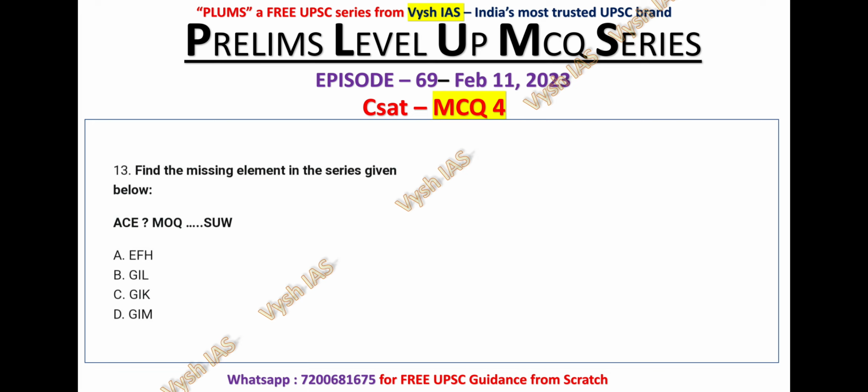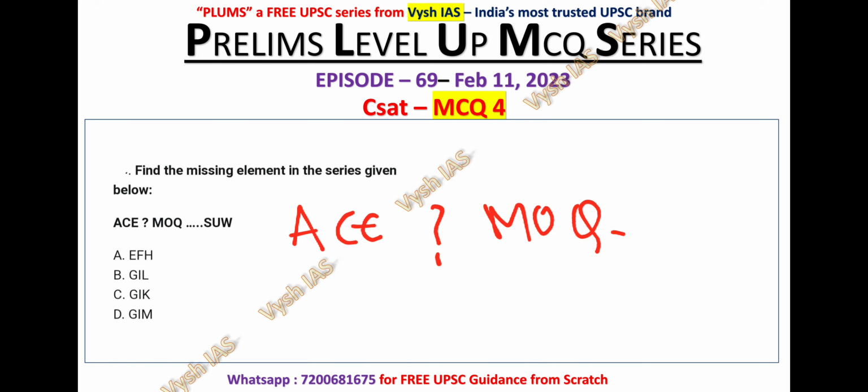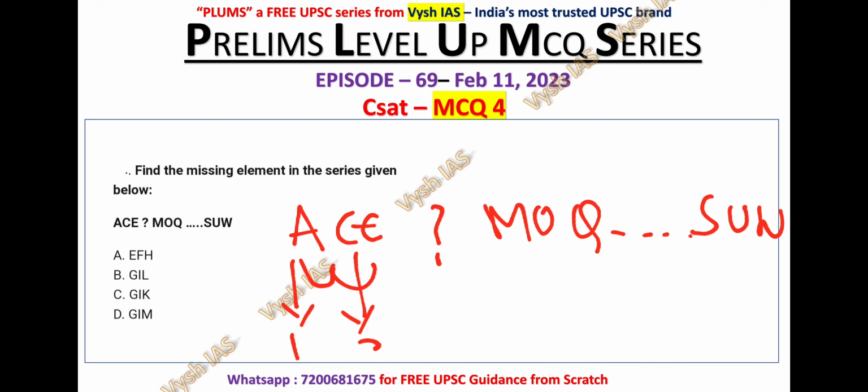Now let's solve MCQ number 4. Find the missing element in the series given. They have given ACE, question mark, MOQ, and so on till SUW. If you see the gap between these letters, A's position is 1, C's position is 3, E's position is 5. So each time you are adding plus 2. 1 plus 2 is 3, 3 plus 2 is 5.